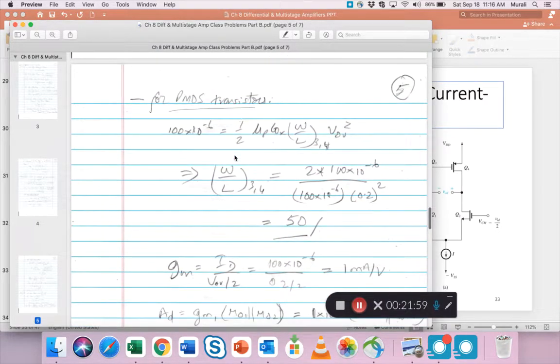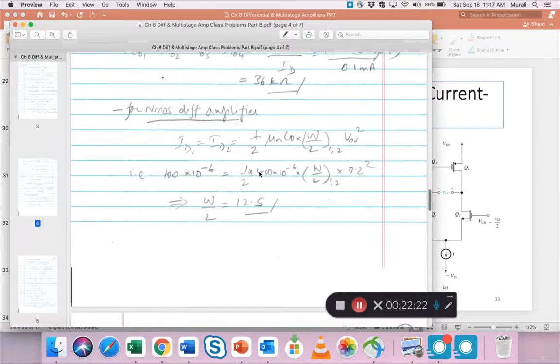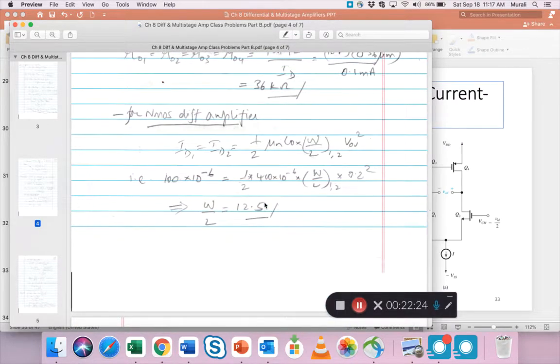Here for PMOS, you use mu p Cox of 100. But the formula is the same, and you can find W by L for Q3, Q4, which are these two PMOS devices, to be 50. So the W by L is 50 here, and W by L is 12.5 here.